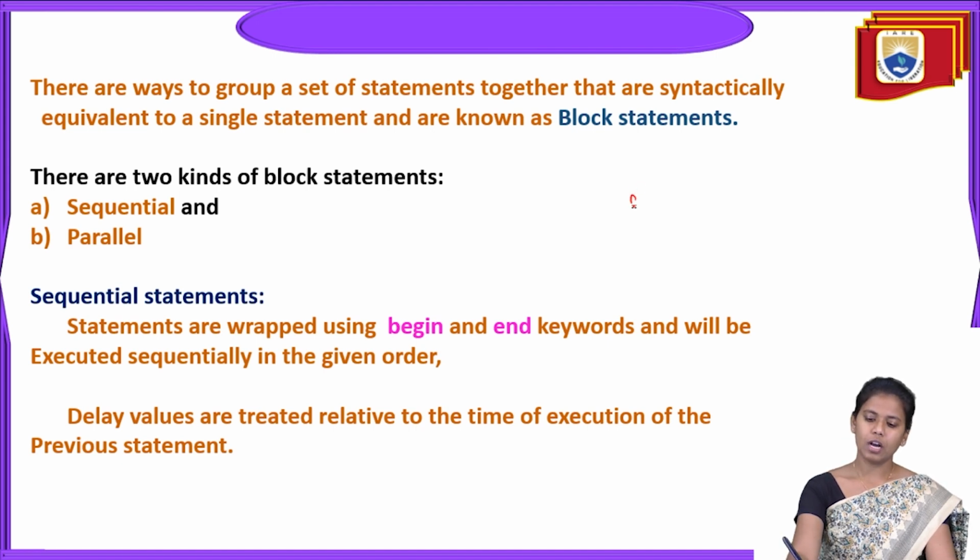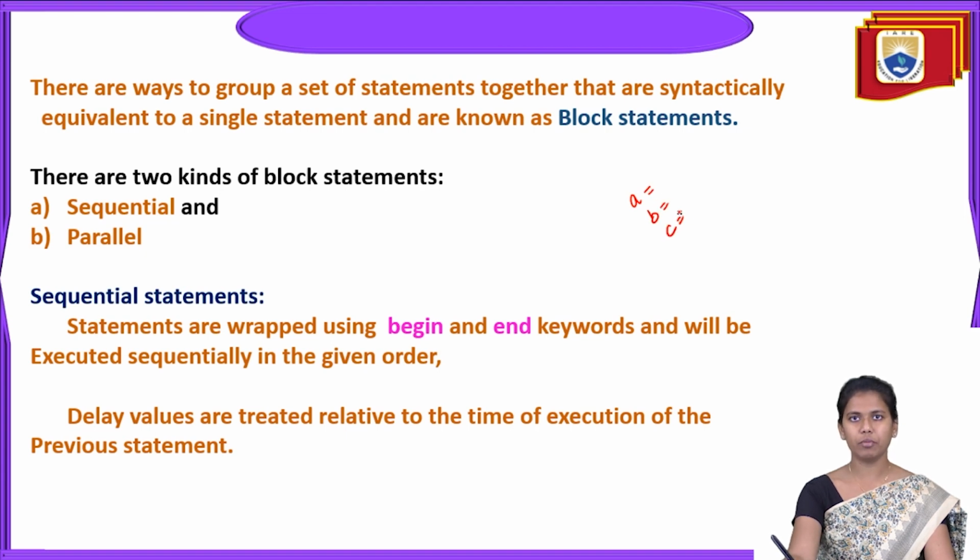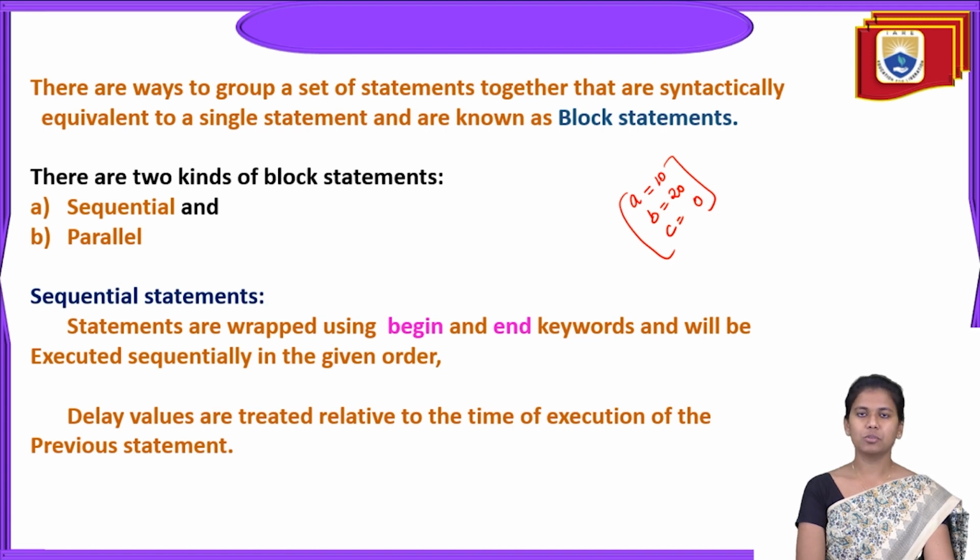So here, for example, A, B, C are my variables. Now, I want to give some values to some variables. So here I'm giving 20, 10, 20 and 30. This is nothing but an assignment. When it comes to assignment, we have different types: continuous assignment, procedural assignment and so on.